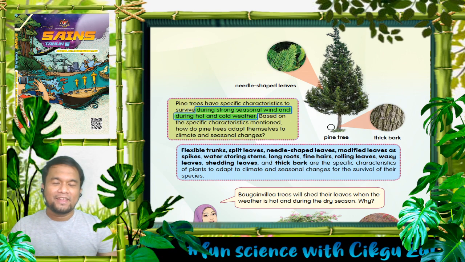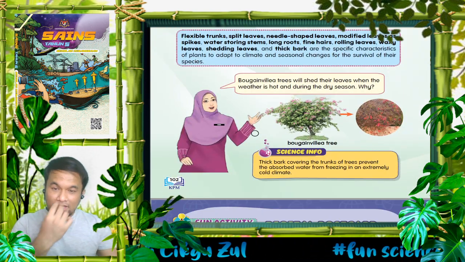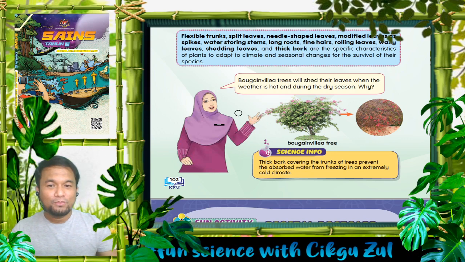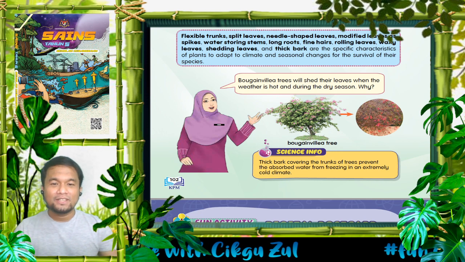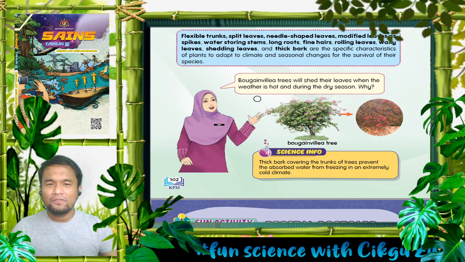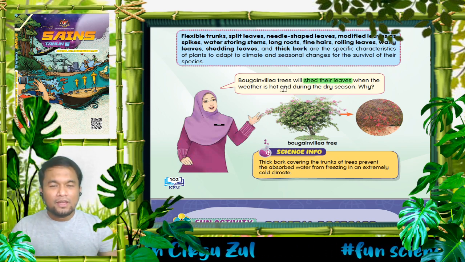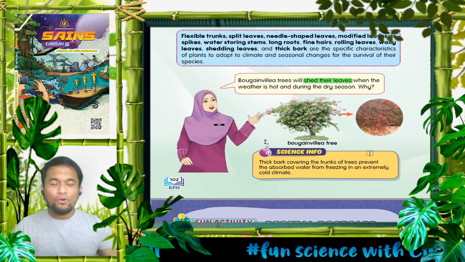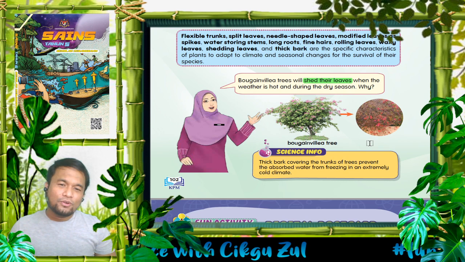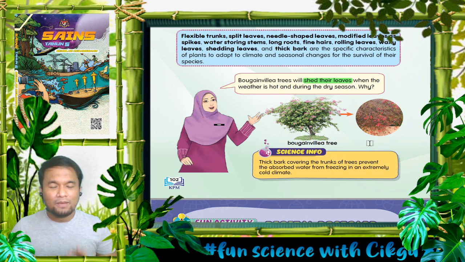Okay, so kita tengok dekat sini ada test daripada guru ini. Dia cakap the bougainvillea. Do you know the bougainvillea? Pokok bunga kertas, isn't it? Saya rasa ini selalu dijumpa oleh murid-murid. The bougainvillea trees will shed their leaves when the weather is hot and during the dry season. Kita tengok pokok yang ditanam dekat taman-taman dekat sekolah, kita kata dah mati pokok, sedihnya. Tidak, actually they are shedding their leaves, tapi bunga masih ada.